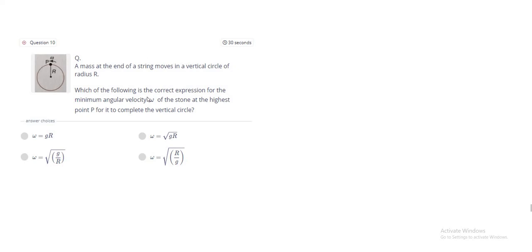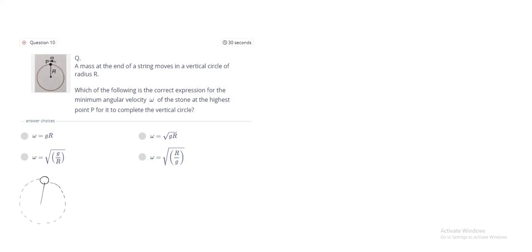Question 10 involves a mass at the end of a string, moving in a vertical circle of radius r. The diagram uses a thick line for the circle, so it's a string, a ball, and it's moving in vertical circular motion. Now, which of the following is the correct expression for the minimum angular velocity of the stone at the highest point P for it to complete the circle?